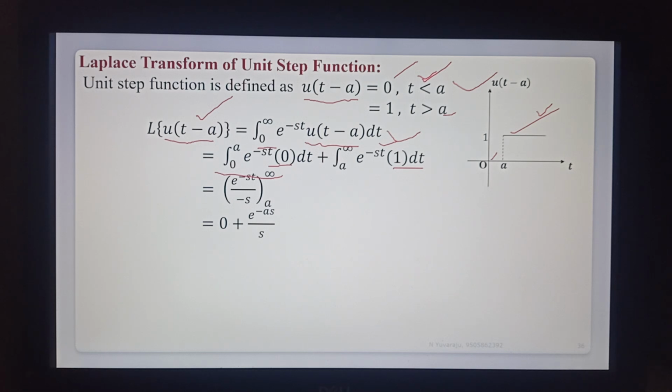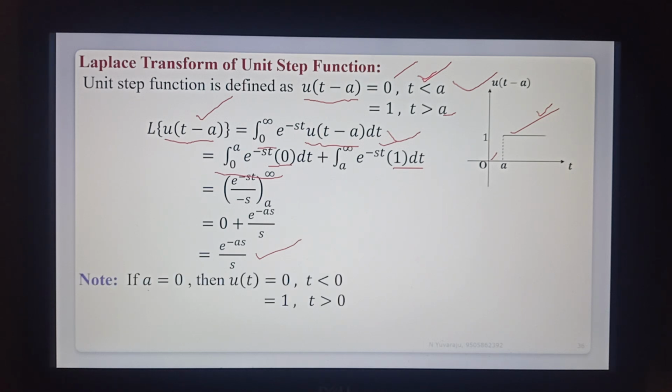So that is equal to e power minus infinity, which is 0, minus of minus, plus at t is equal to a, e power minus as by s. So that is equal to e power minus as by s. So this is the Laplace transformation of the given unit step function.